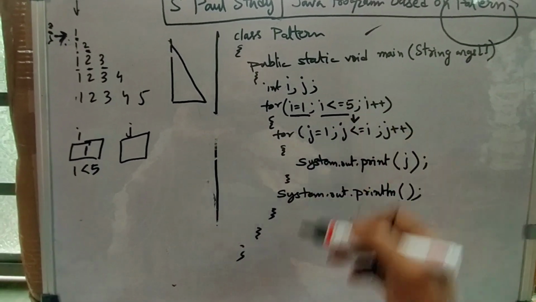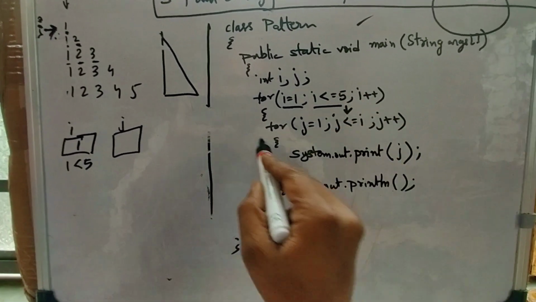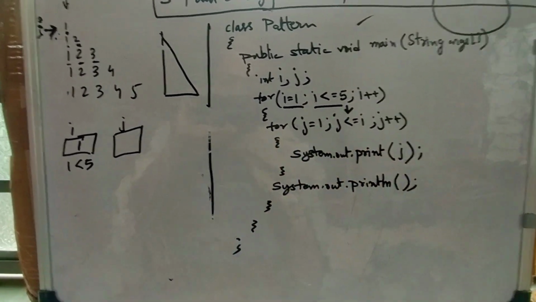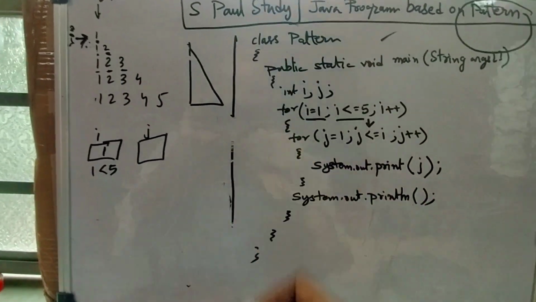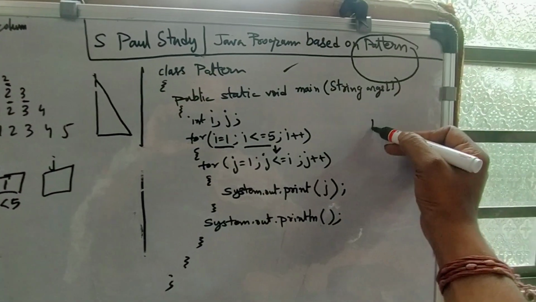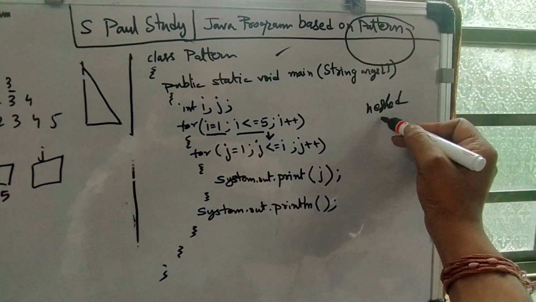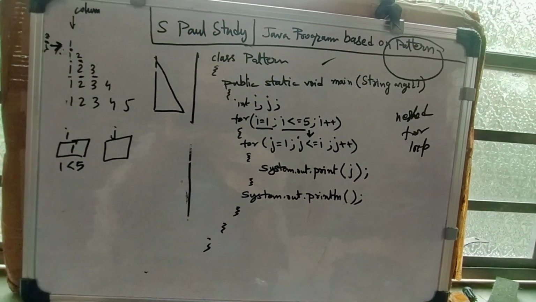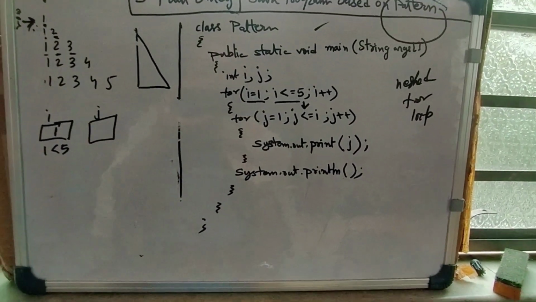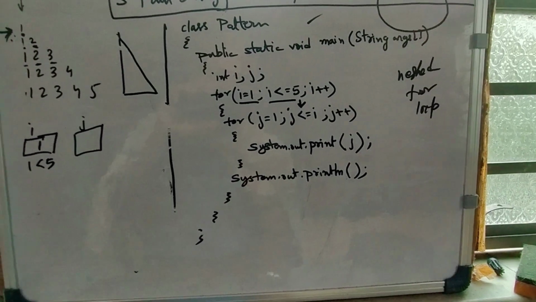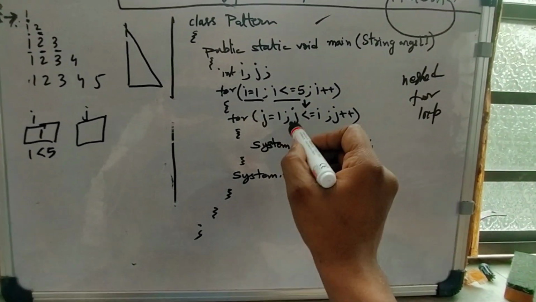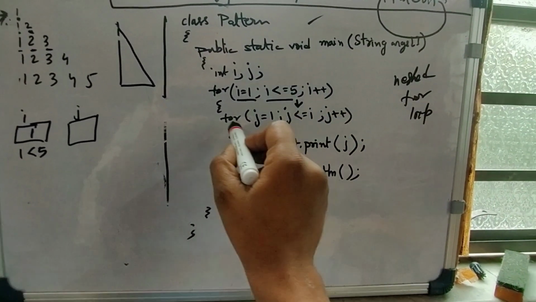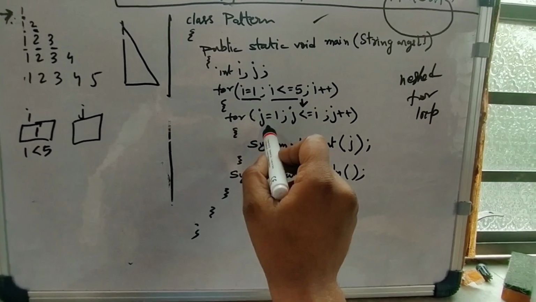It will go down and find there is another for loop, that is, this is a nested for loop. What is a for loop? What is the syntax of a for loop? We will discuss in another class. So with the nested for loop, it will go down and check that j equals 1.